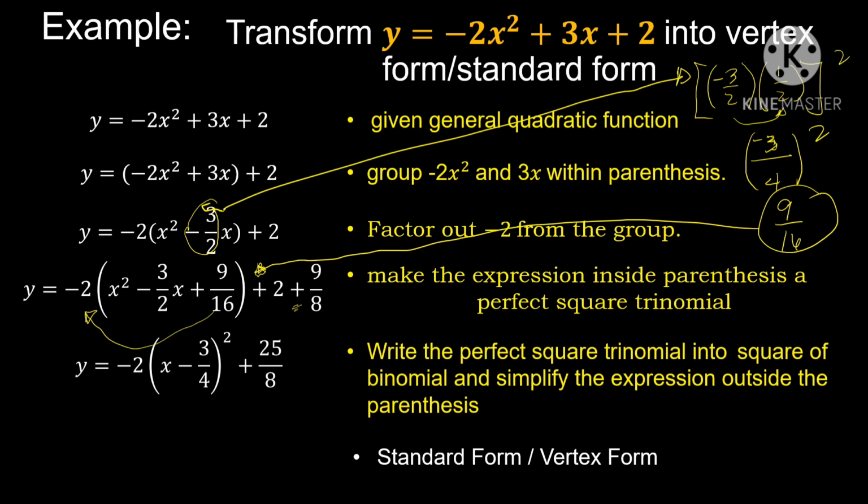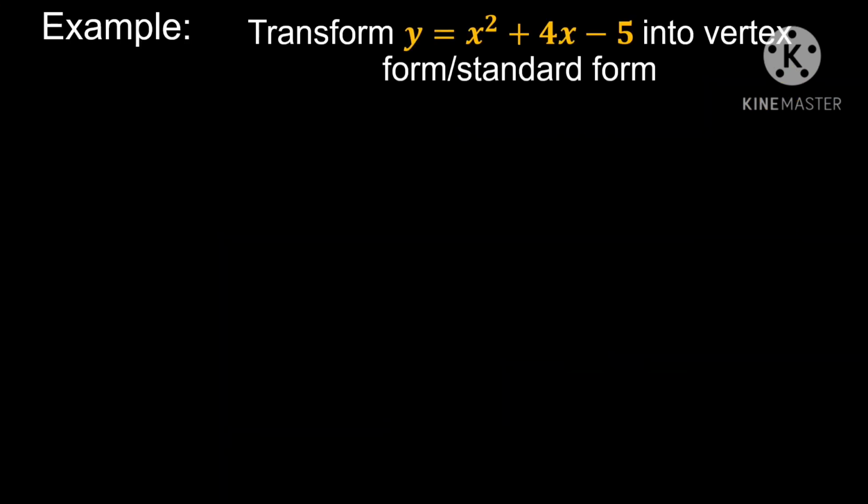So then the vertex form or the standard form is y equals negative 2 times the square of the quantity x minus 3 fourths plus 25 over 8. So that's the final answer. Let us have another example. Transform y equals x squared plus 4x minus 5 into vertex form or standard form.